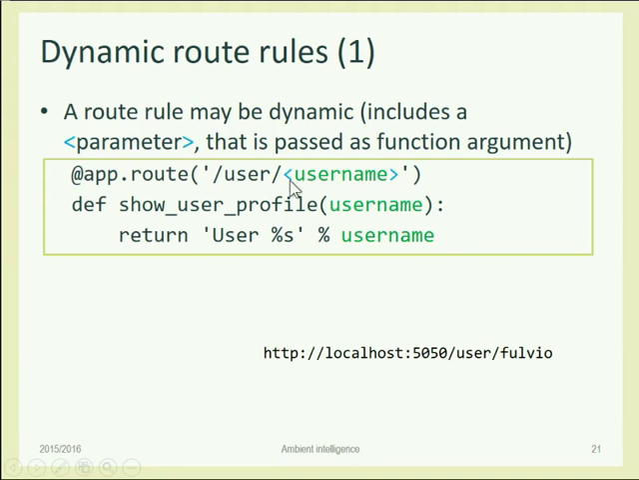But if I write a route with a parameter in lesser than and greater than signs, this is interpreted as a wildcard, as a parameter, as a variable component. So this route will match any URL that starts with user following something. So maybe user Fulvio will be routed to this function, to this show user profile. So it's a very quick and easy way of sending parameters to pages.